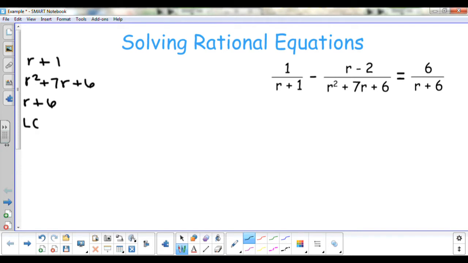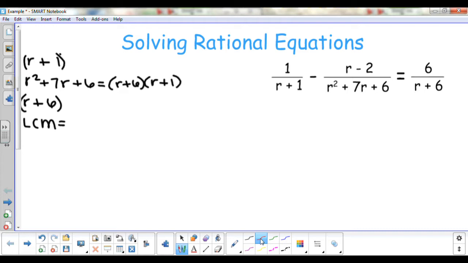So my first denominator of r plus 1 and my third denominator of r plus 6 are as simple as they can be. But my second denominator can factor, and it's going to give me an r plus 6 and an r plus 1. So remember, when you find your least common multiple, you write the shared factor once, and then you include anything that is left over.